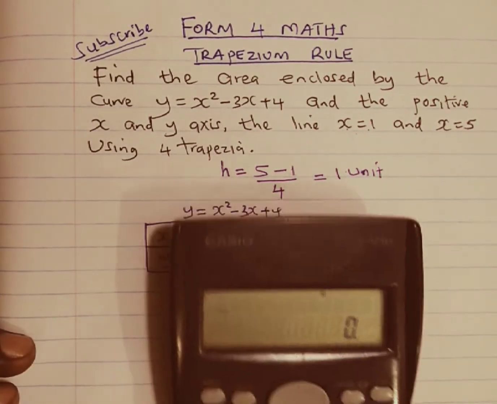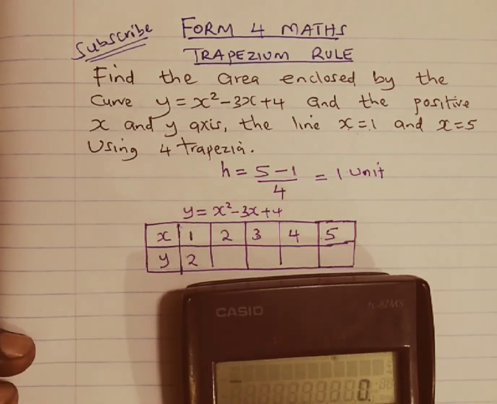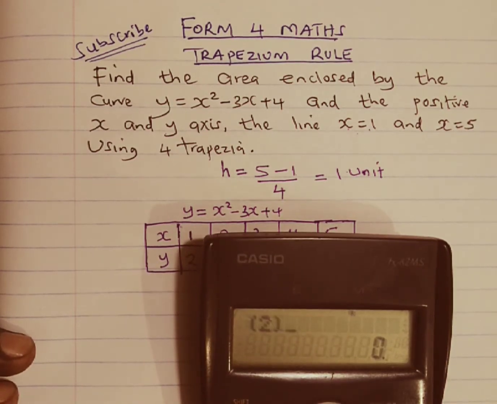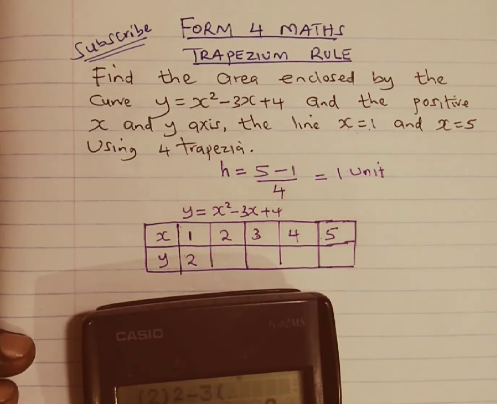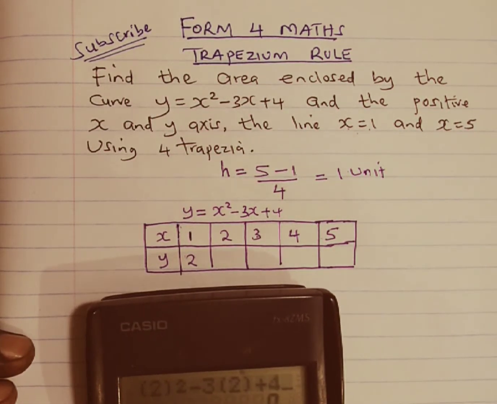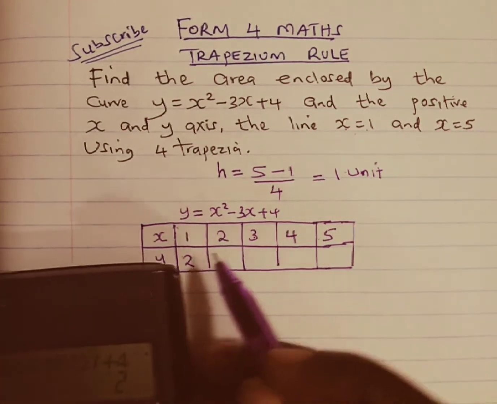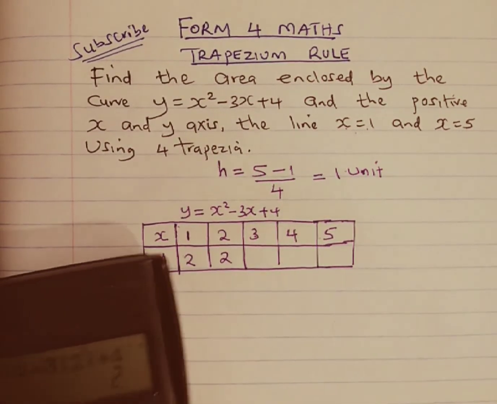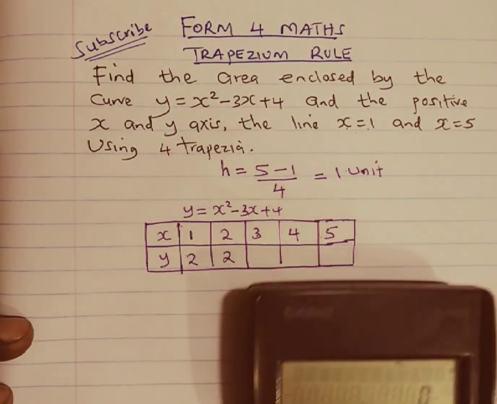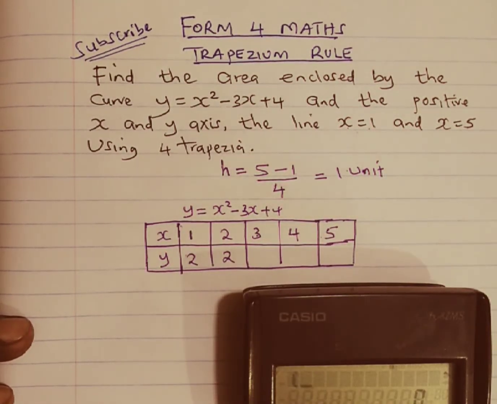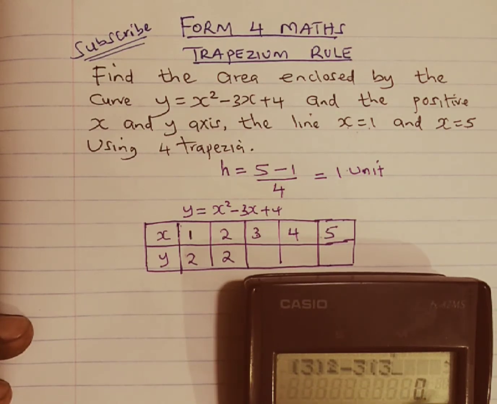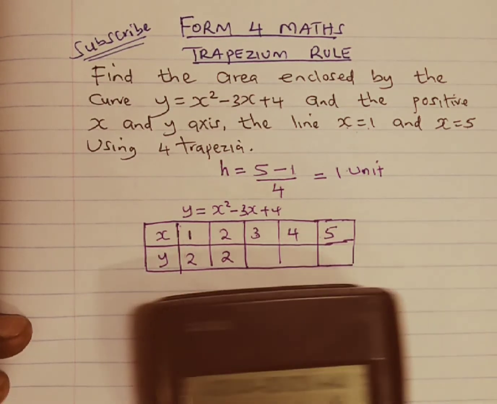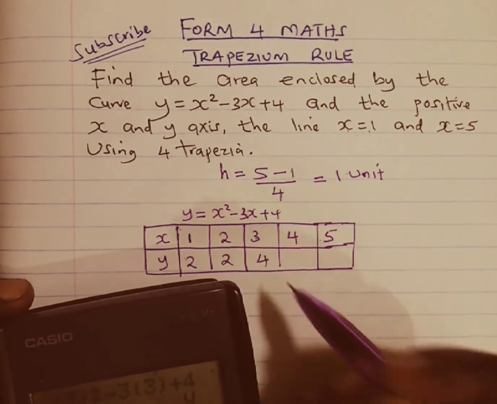Next, we can substitute the value of x, which is 2, in the main function. So we will be having 2 squared minus 3 into the value of x, which is 2. We add 4, and in this case the value of y is going to be 2. If we substitute the value of x, which is 3, we will be having 3 squared minus 3 into the value of x, which is 3. We add 4, and the next value of y will be 4.